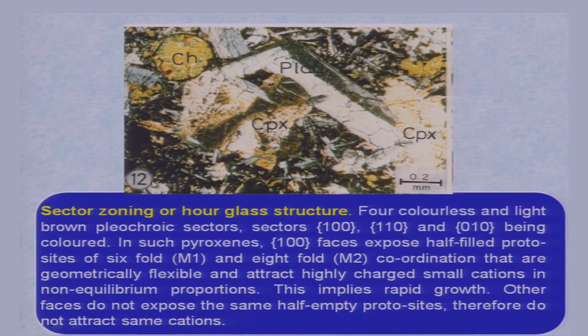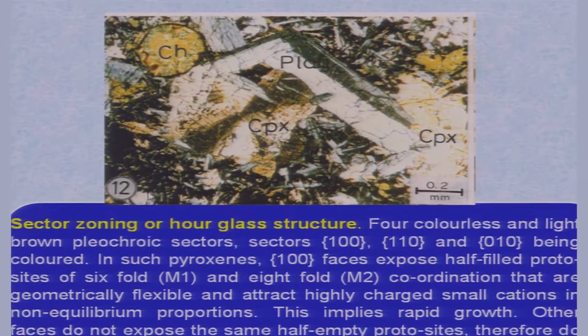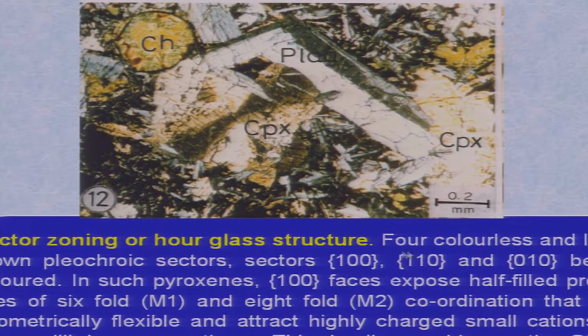This is also from the lava flow, which displays sectoral zoning or hourglass structure. What is hourglass structure? Here are colorless and light brown pleochroic sectors. These are the pleochroic sectors, and the other ones are not colored.